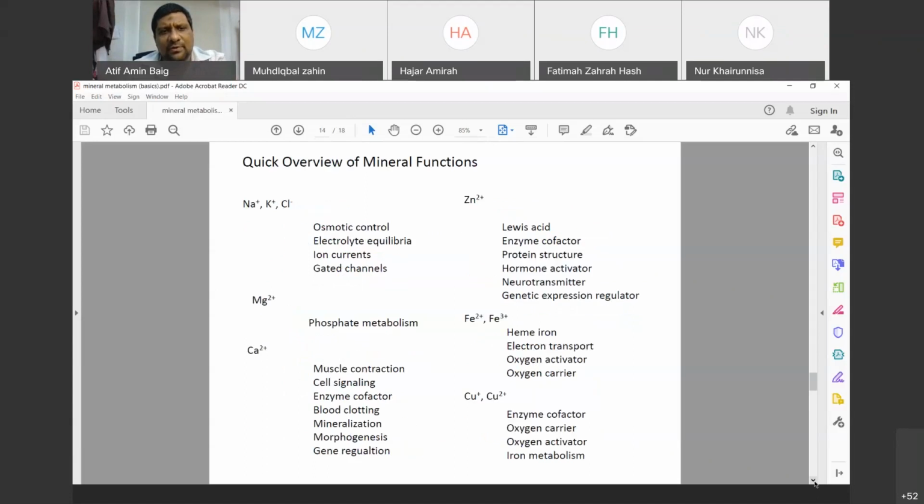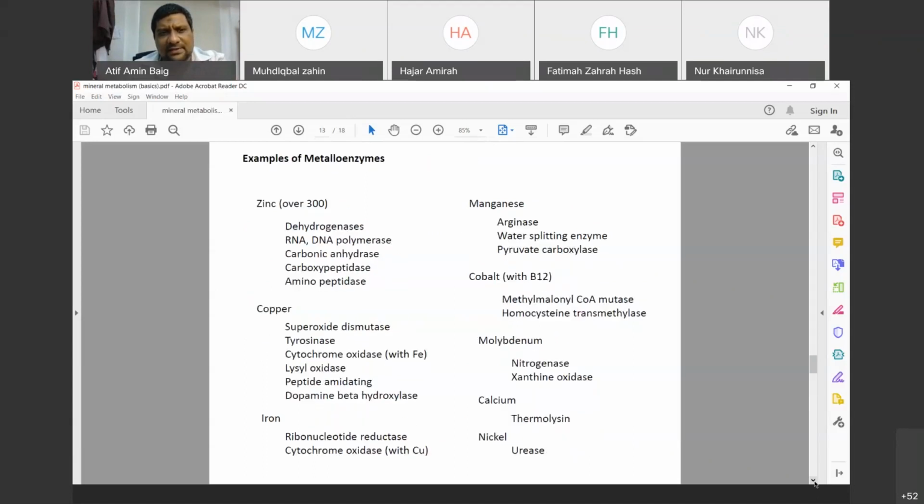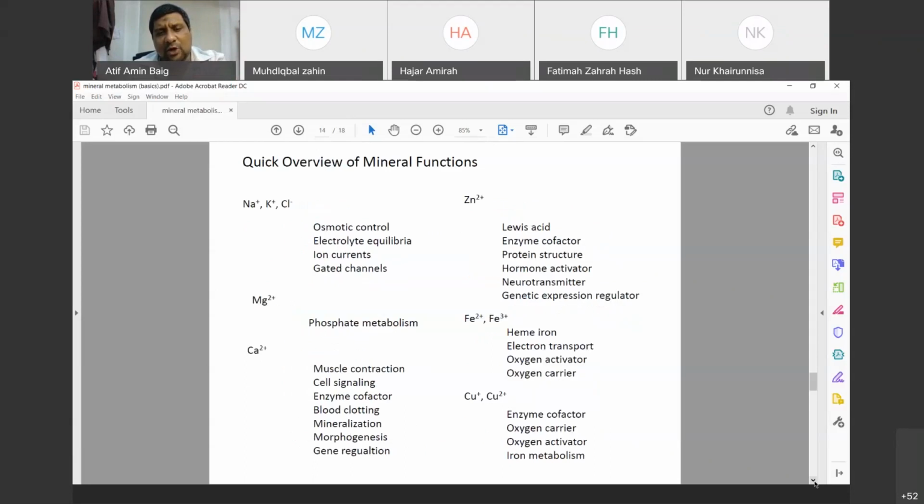So these are some of the mineral functions. The first one is the metalloenzyme. The second one is the mineral as a cofactor. For example, sodium, potassium, and chloride are involved in osmotic control, electrolyte equilibria, ion current, and gated channels. Similarly, magnesium is involved in phosphate metabolism. Then we have the function of calcium. I just need to read all of them, I will leave it to you, better you go through them, inshallah. If you have any question, please come back to me and we'll discuss. Similarly, copper is involved as an enzyme cofactor, oxygen carrier, oxygen activator, and in iron metabolism.